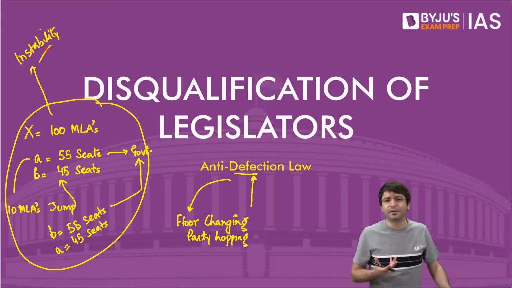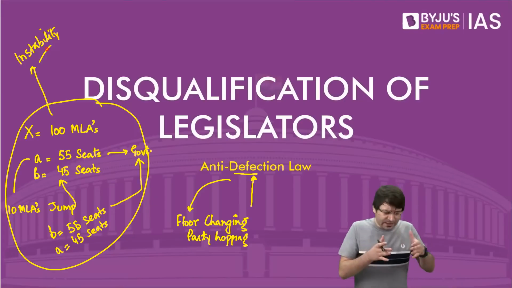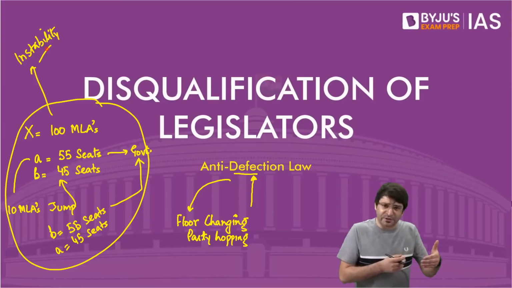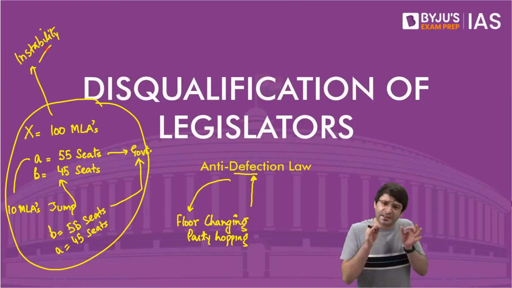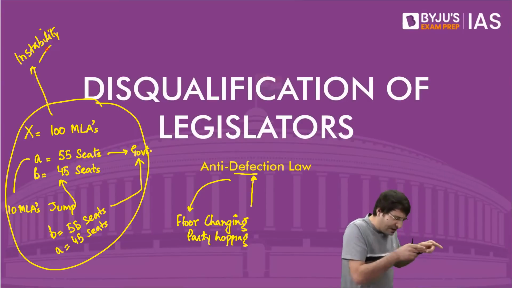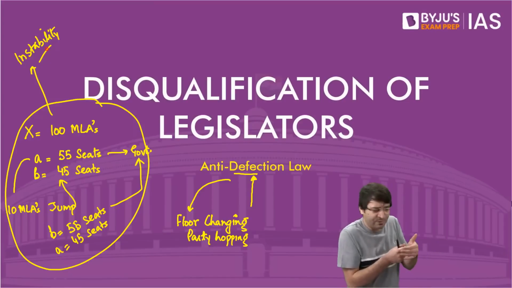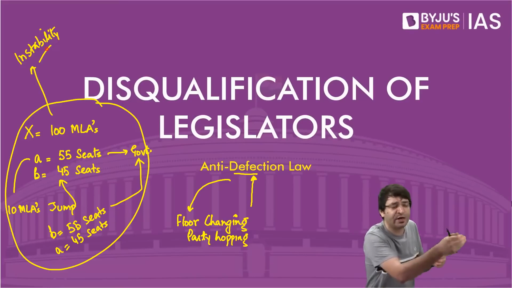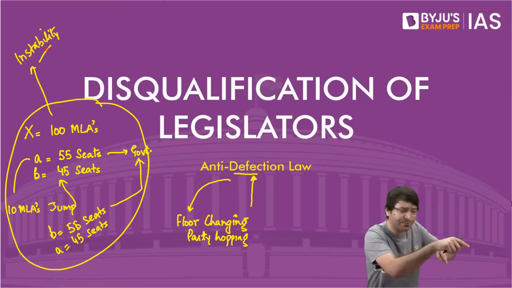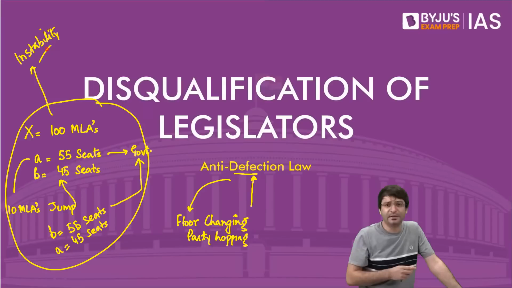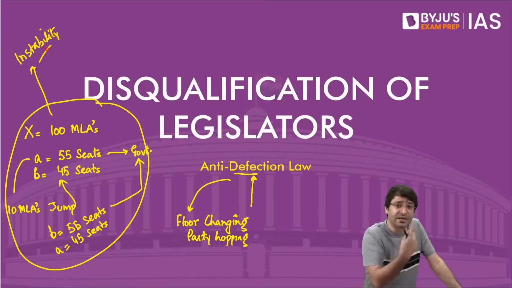Instability in the government. When I know that I am part of a political party which has won the election, I will now be entirely focused on keeping my flock together. Because I know at any point in time, some of these MLAs will jump the party, will join another political party, and that party will form the government. That means the stability of the government is under question.